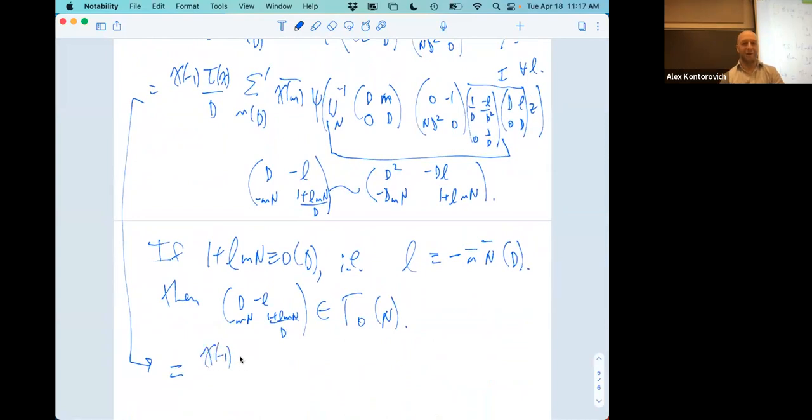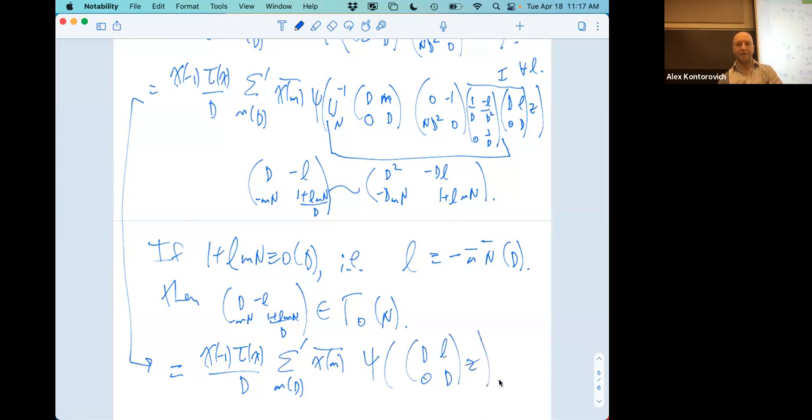Okay, so I have chi of negative 1, tau of chi over D, a sum over M mod D, whole prime, chi of M bar, and here I get psi of DL0D Z by the invariance of psi. This whole thing is gone. But of course, L is this L. Sorry, what were the conditions on gamma 0 then? Just the bottom left. Yep, that it's divisible by n.